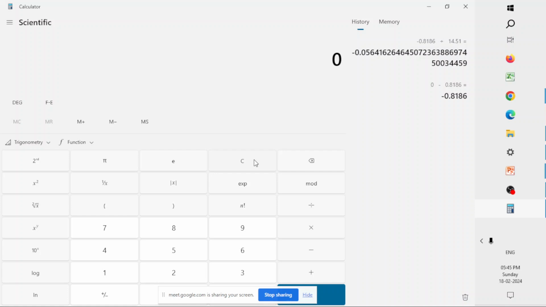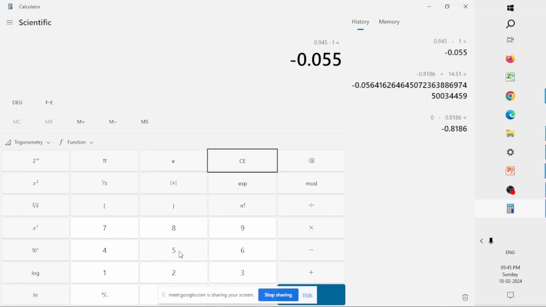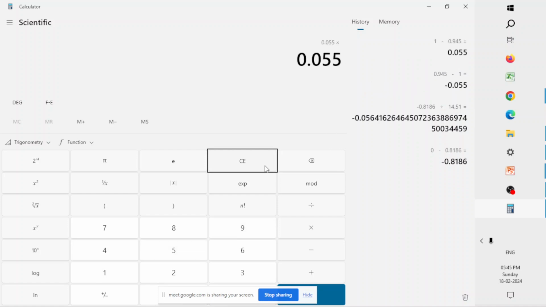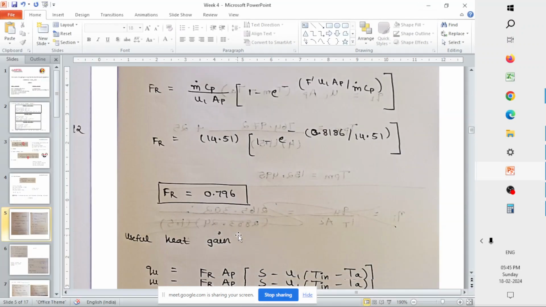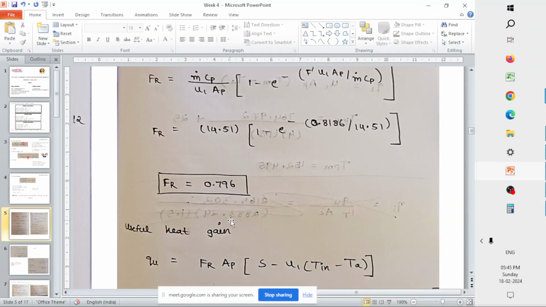The value is 0.945. So e power minus 0.056 is 0.945 into minus 1. So let's just assume it as 1 minus 0.945. This into 14.51, that is 0.798, 0.796 FR value. It all depends upon how many decimal places you actually take.